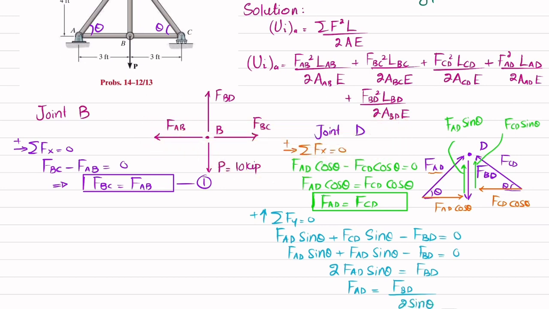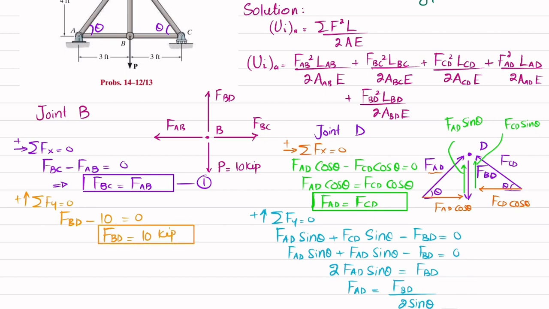Now we will again go back to joint B and we will apply another equation of equilibrium, that is sum of all forces along y direction must be equal to 0 and upward force is taken as positive. So you can see one force is FBD which is upward and the second one is 10 kips downward. Their sum must be equal to 0. So FBD minus 10 is equal to 0. So from here you will get FBD will be equal to 10 kip.